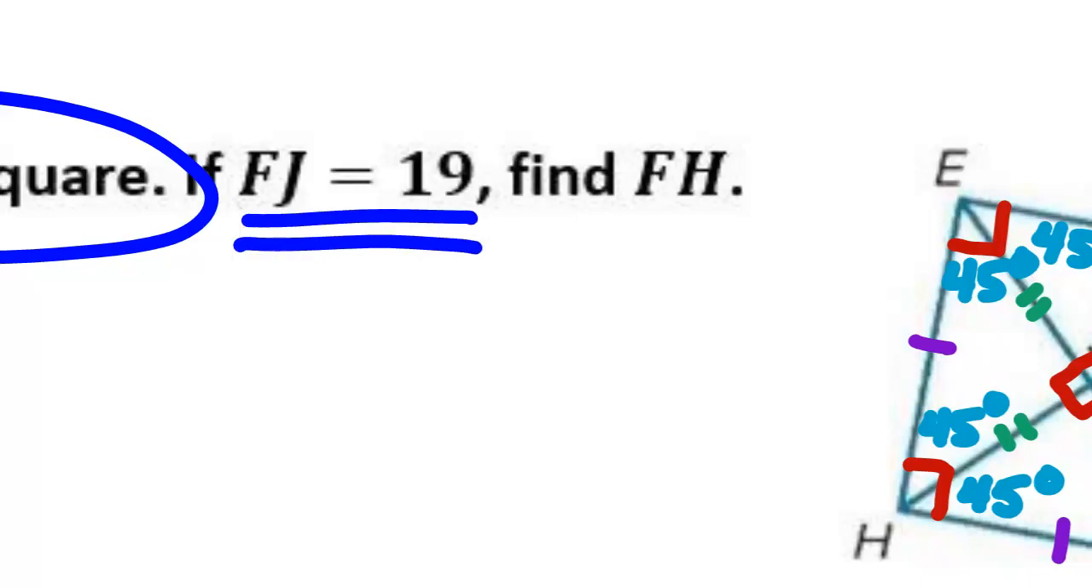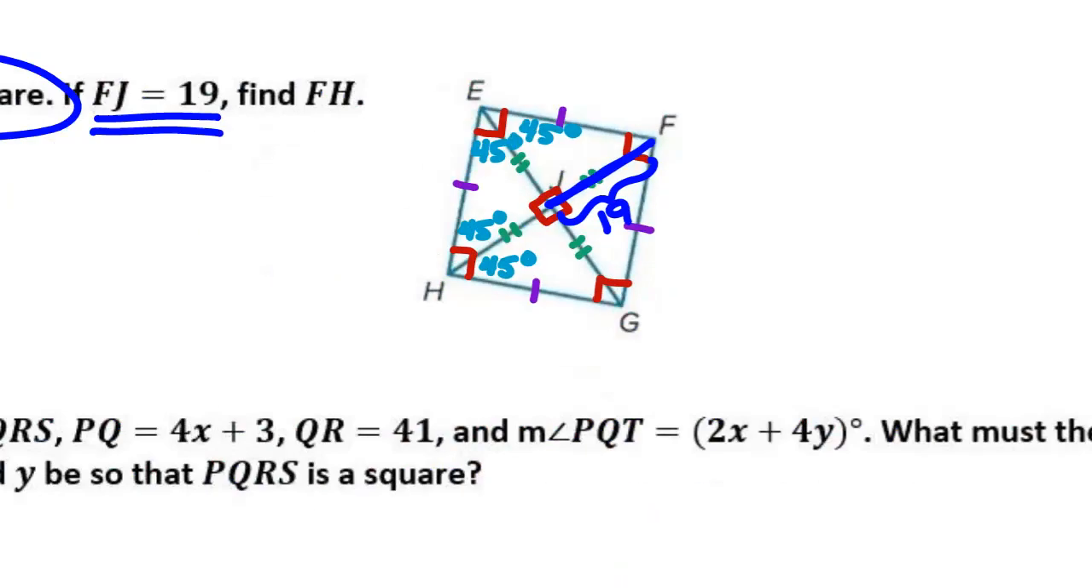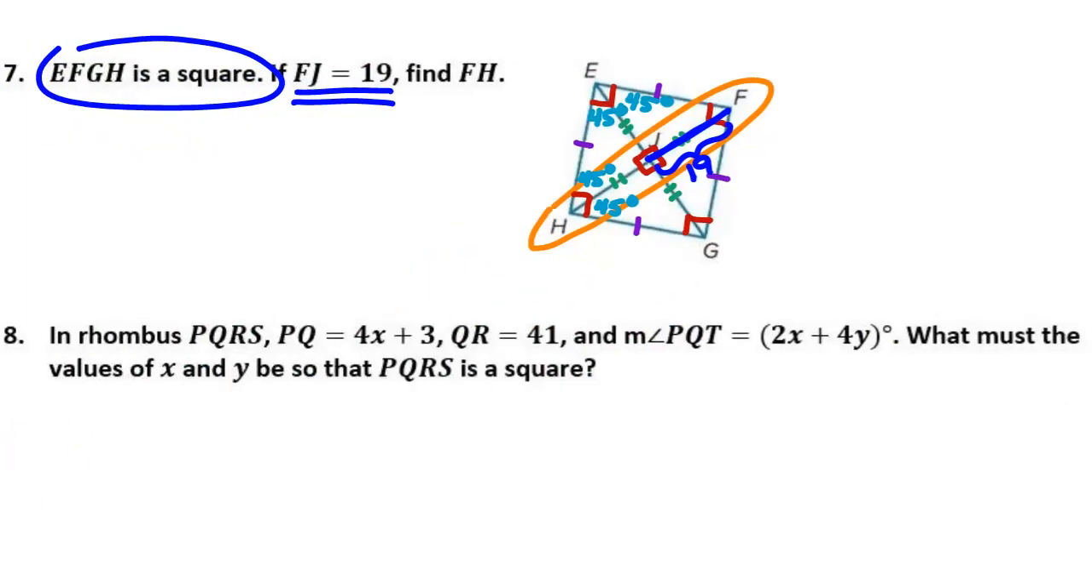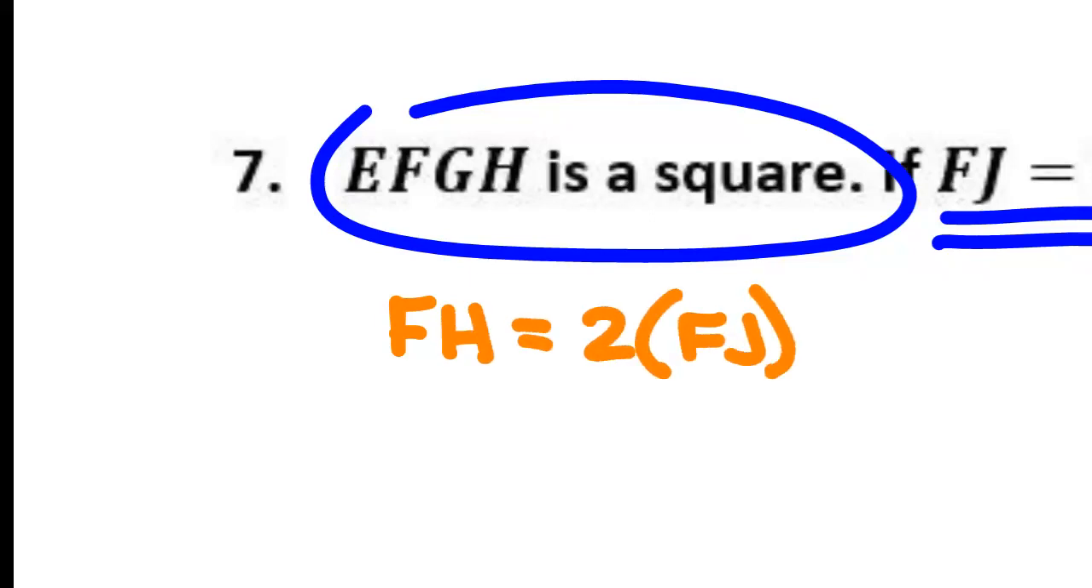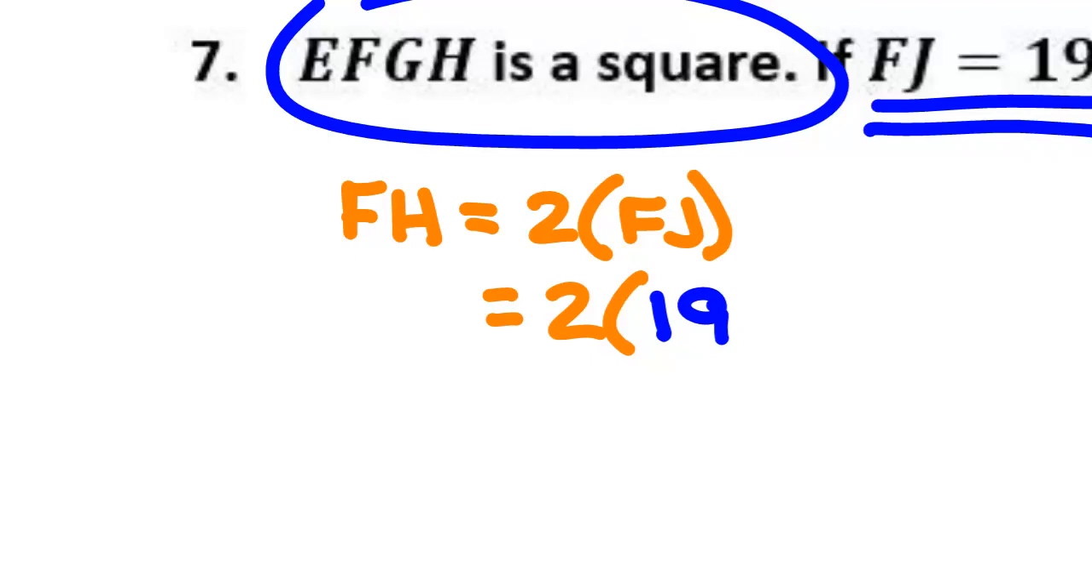All right, let's see what else they gave us to work with. It says that FJ is 19. This distance right here is 19. What do they want me to find? FH. Well, how can I find FH if I know that FJ is 19? We multiply it by 2, yes. FH is equal to 2 FJs. And FJ is 19, so I'm going to do 2 times 19, which would give me what?